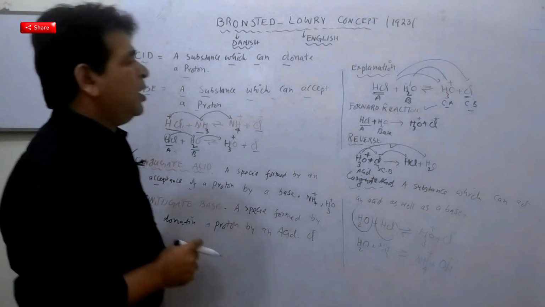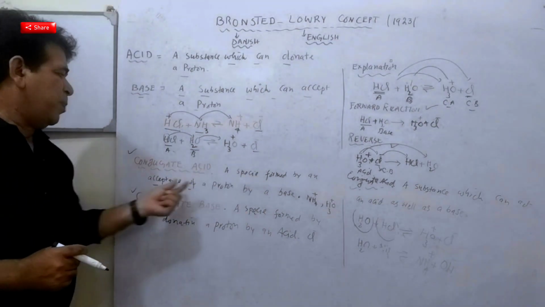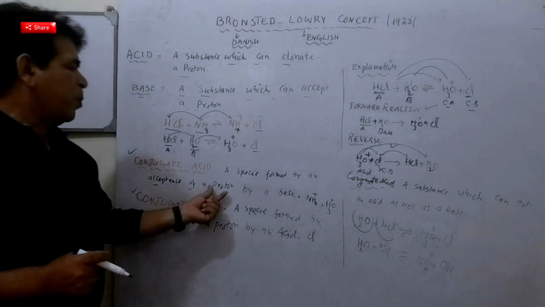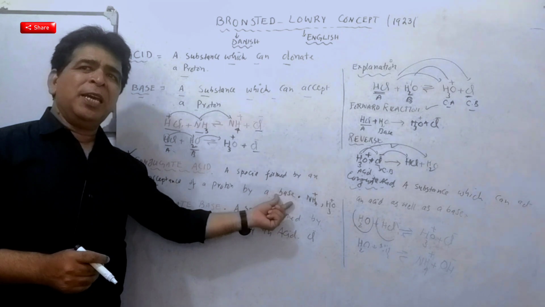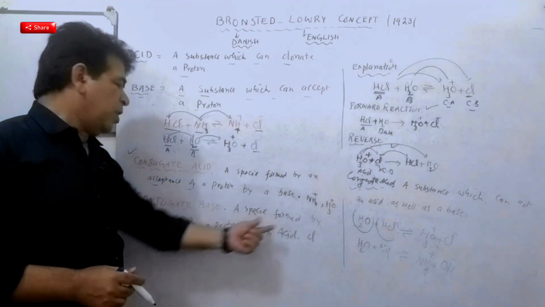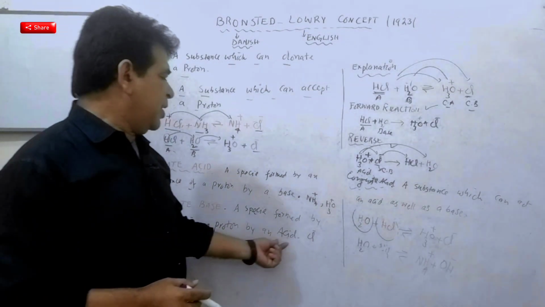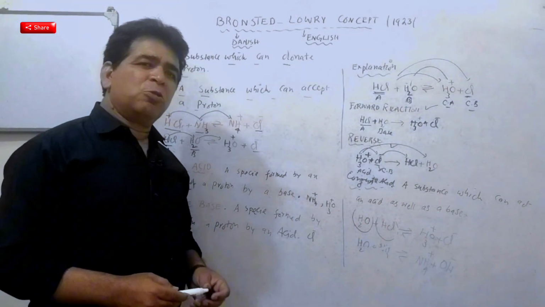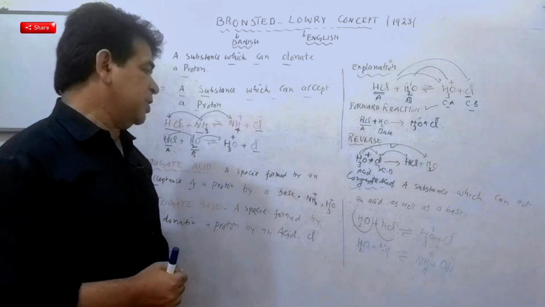Now we can define conjugate acid and conjugate base, dear student. A species formed by the acceptance of a proton by a base, means when a base accepts a proton, it will change into a conjugate acid. A species formed by donation of a proton by an acid, means when an acid gives a proton to a base, the acid will change into a conjugate base.